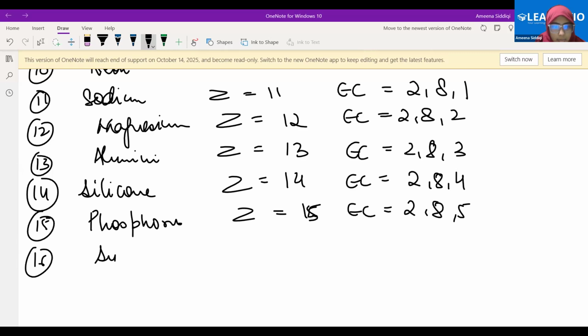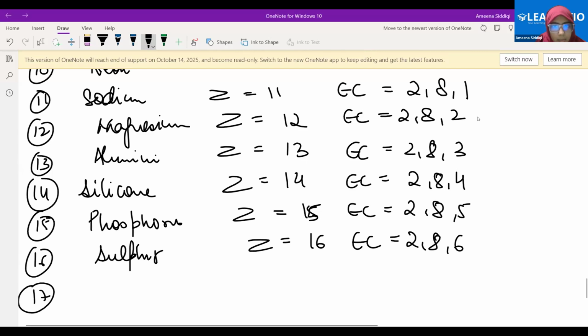Next one is sulfur. From Z equal to 16, it will be 2, 8, and 6. Now see 17. Chlorine. Z is equal to 17.